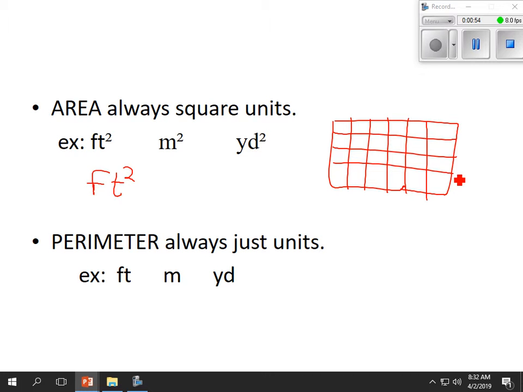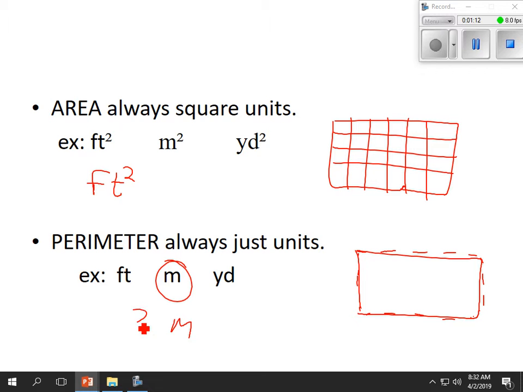Perimeter is always just in regular units. So if you start off with feet and you're trying to find the distance around this shape, you're just going to find the distance all the way around, and your units are always just going to be in regular units. So something like meters. So it'd just be 27 meters or whatever. Make sure you give your units on every answer. Area, square units, perimeter, regular units.